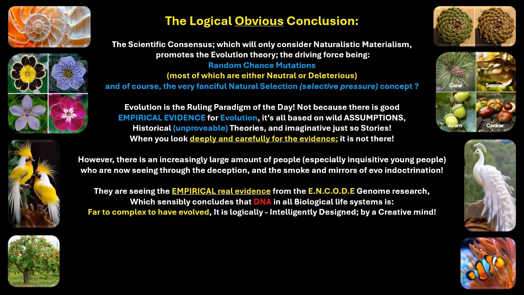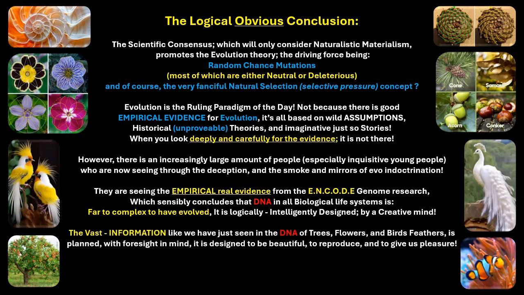They are seeing the empirical real evidence from the ENCODE genome research, which sensibly concludes that DNA in all biological life systems is far too complex to have evolved. It is logically, intelligently designed by a creative mind. These young people are seeing, they're taught in their schools and universities that evolution is a fact, but they know now, they're starting to see that evolution is a very, very deceptive story.